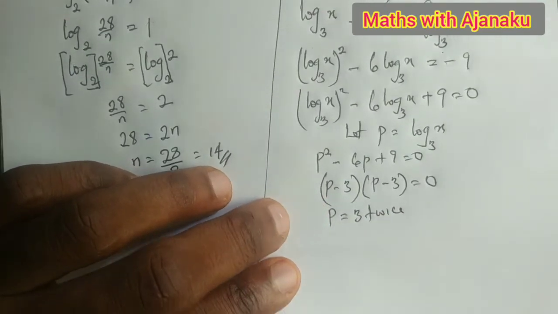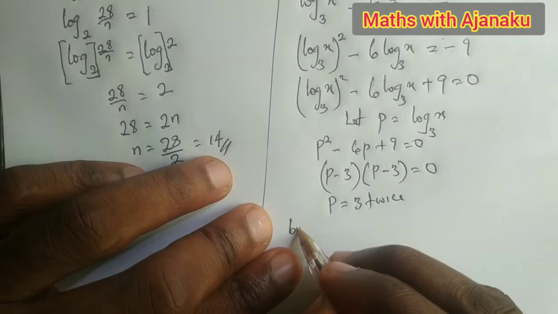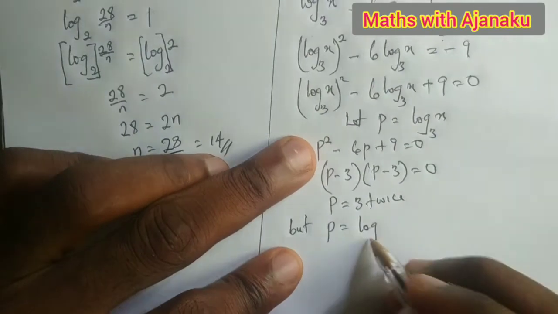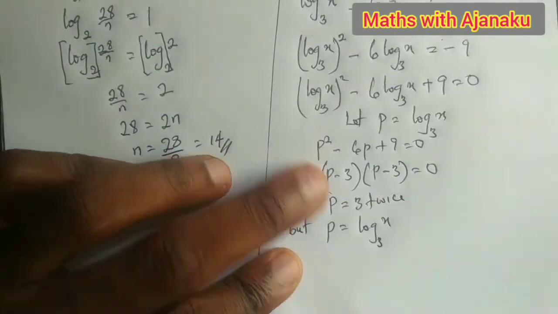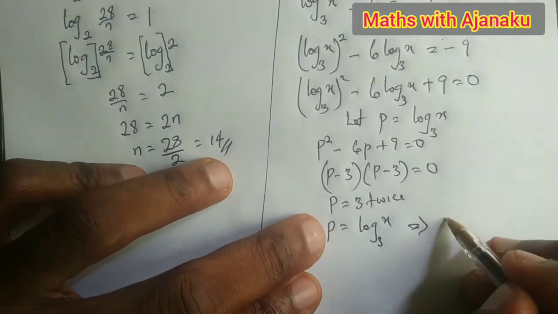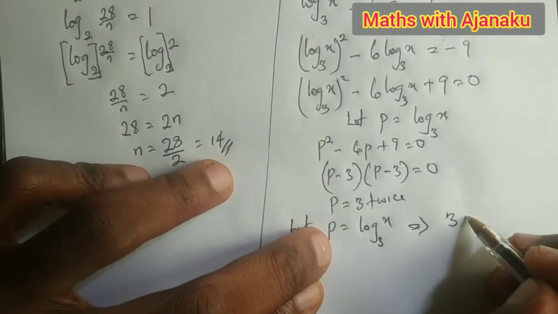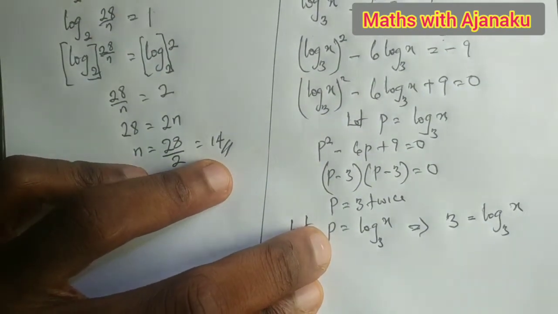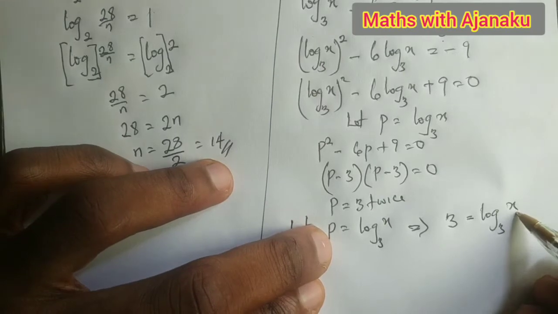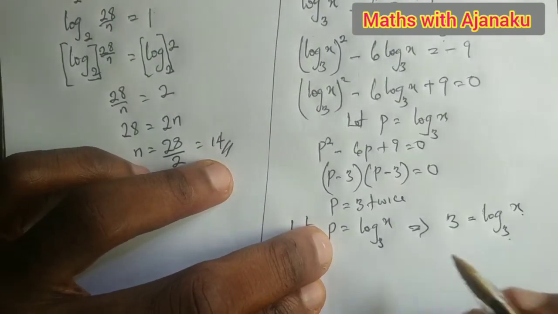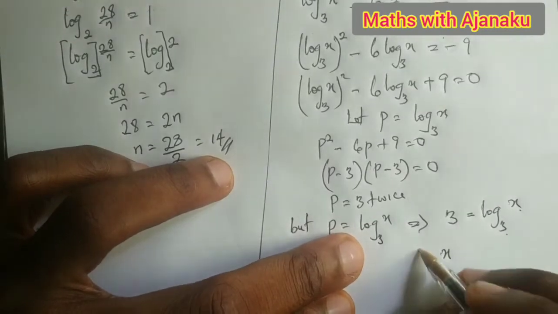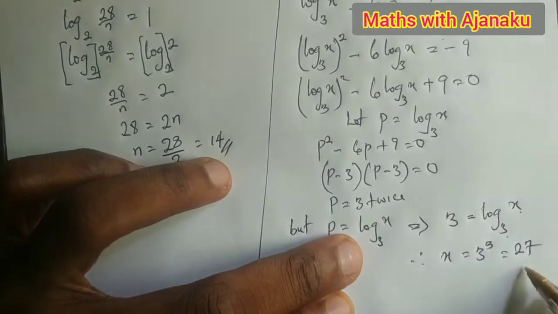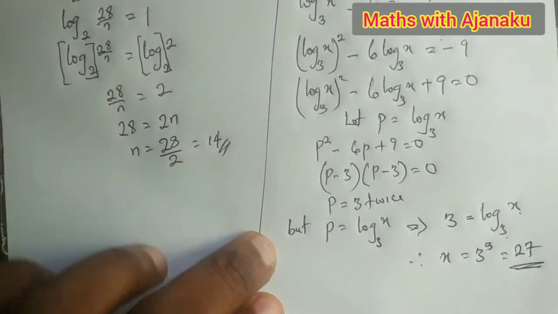In this case, don't forget we said p is equal to log base 3 of x, which implies that my 3, which is my p now, is equal to log base 3 of x. Now from the interpretation that we know already, the result here is going to give me 3 raised to power 3. So x will be equal to 3 raised to power 3, which is equal to 27. So that will be that for number 5.